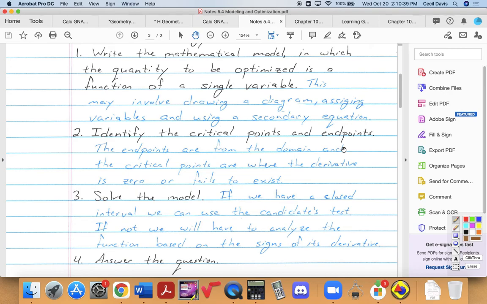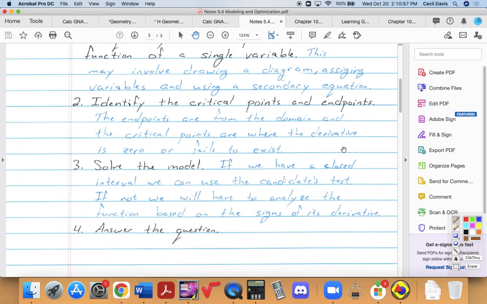If you have a closed interval, you can use the candidates test. If you have an open interval, you can use the lone candidate test if you have just one critical point. Or you can analyze whether this is a local maximum, a local minimum, all those kinds of things. And then in the end, answer the question.